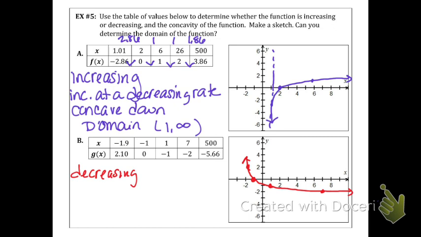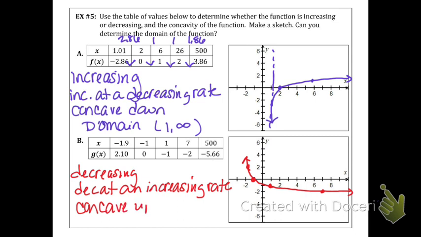So we can see we are decreasing, and our slope of it is actually increasing. So we're decreasing at an increasing rate. Which means we are concave up. And our domain looks like it's going to go from negative 2 to infinity, using the x values there to guesstimate it.